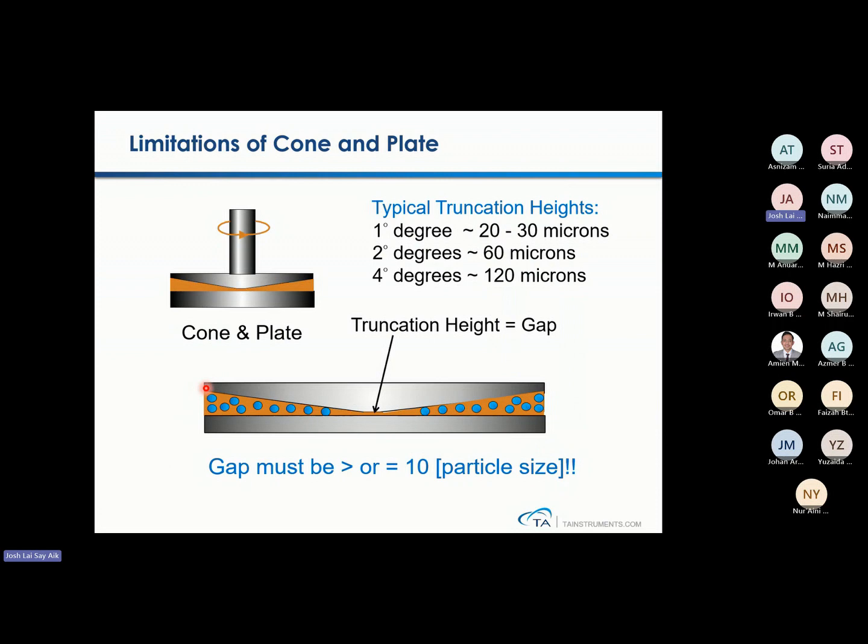But there's a limitation on the cone and plate because you cannot simply adjust the gap like a parallel plate. The typical truncation height for 1 degree, 2 degree, and 4 degree will be as stipulated here. Let's say today I'm using 1 degree, typically 30 micron. So the largest particle size in my sample when I intend to use this 30 micron gap can be only 3 micron, because the gap must be 10 times larger than the largest particles in your sample.